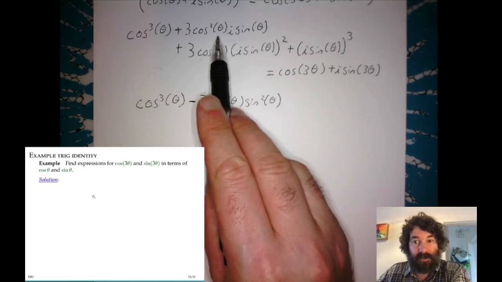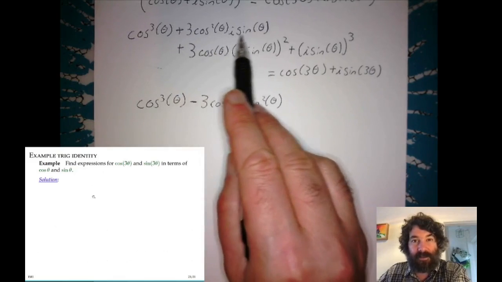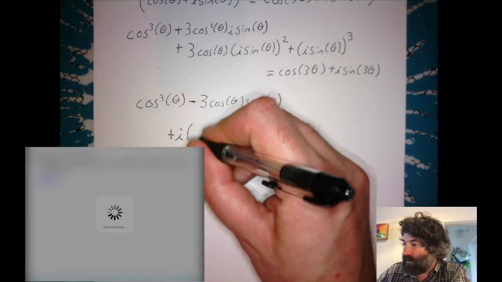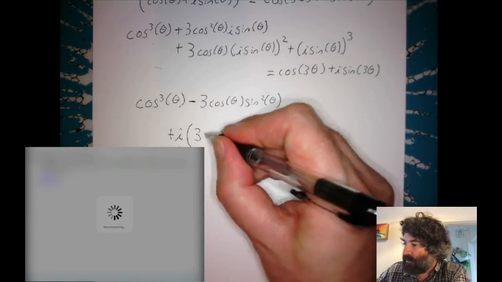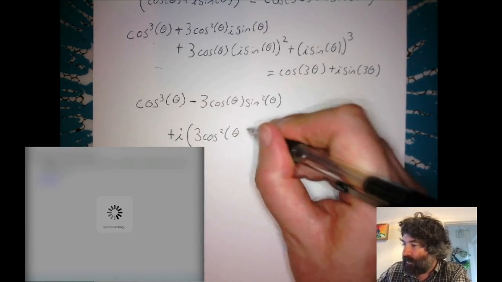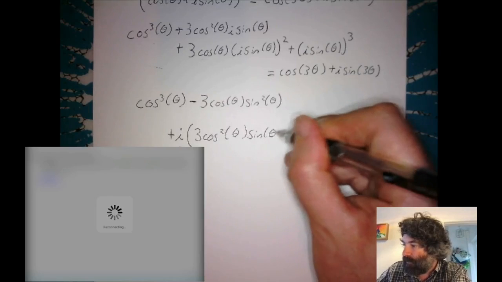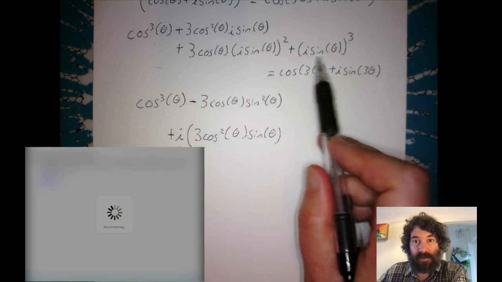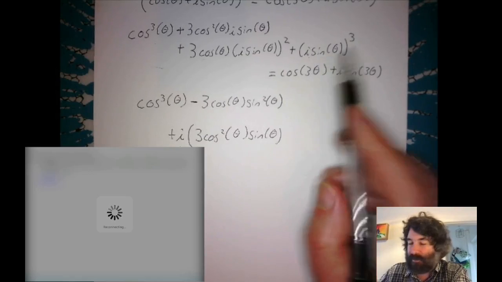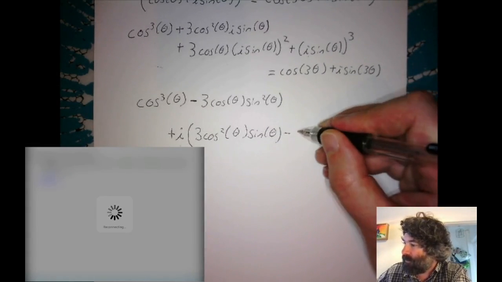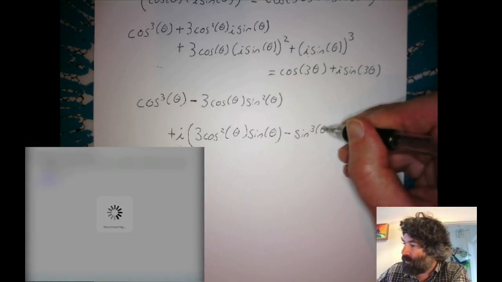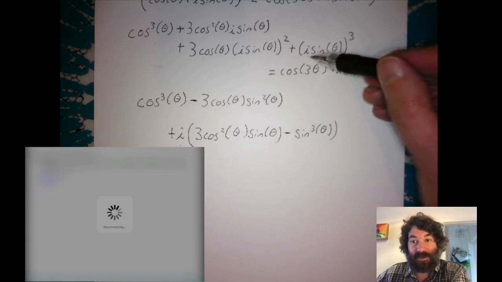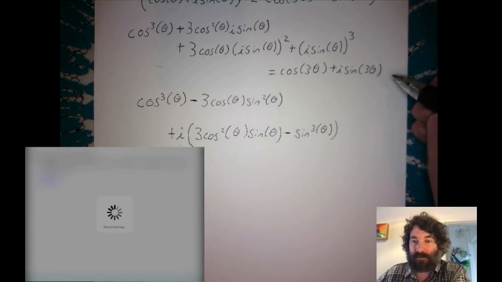And then there's 2 terms that are imaginary numbers. So we have 3 cosine squared i sine theta. I'm going to write this all times i. So i times 3 cosine squared theta sine theta. That's this term. And then this term, this has i cubed times sine cubed. And i cubed is -i. So it's negative sine cubed theta. If you're confused about the i cubed, remember i cubed would be i squared times i, and i squared is -1. So -1 times i.